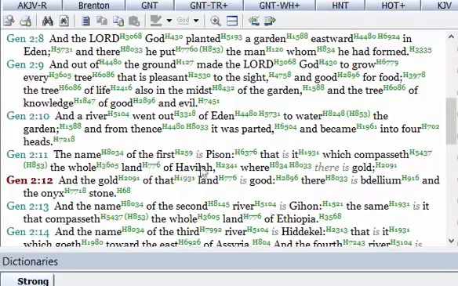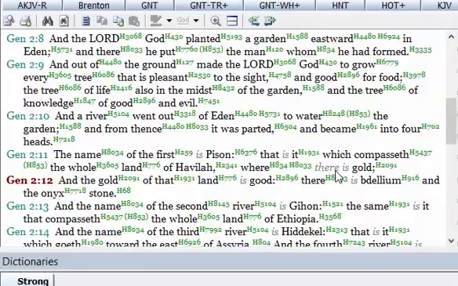It says the name of the first is Paisan. Now Paisan, or Payashawan, it says that is it which compasseth the whole land of Havilah, where there is gold. Now the Paisan river, or Payashawan, is the Red Sea. The reason being, like I said, when you go back up, it wasn't a river that it was parted into. It was parted into 4 heads, or 4 bodies of water. So the name of the first is Paisan, or Payashawan, which is the Red Sea. That is it which compasseth the whole land of Havilah, where there is gold.